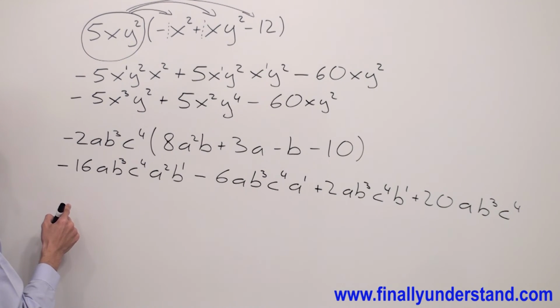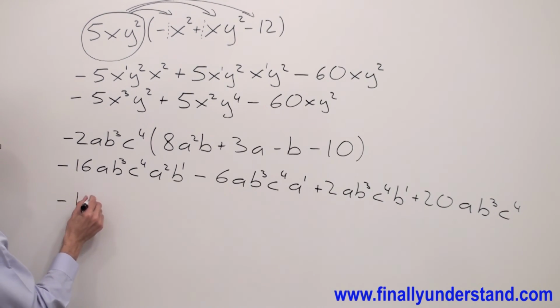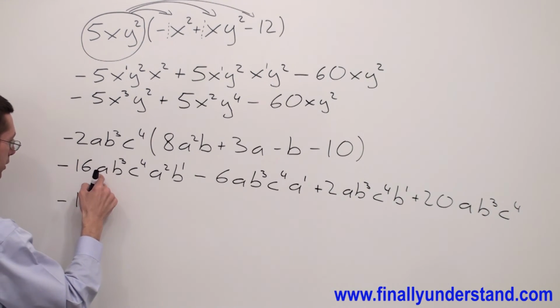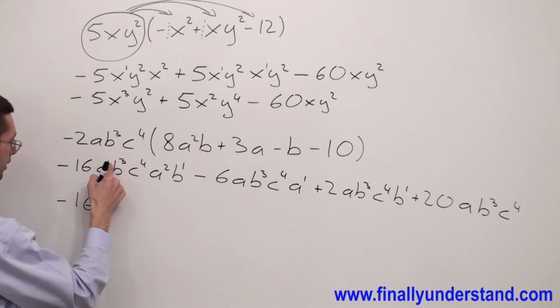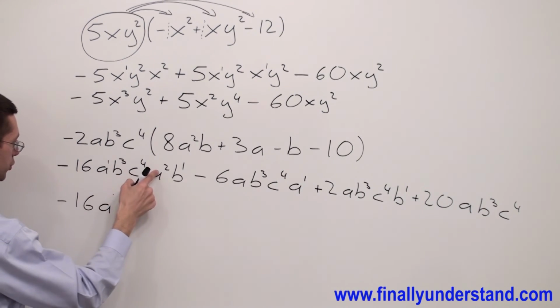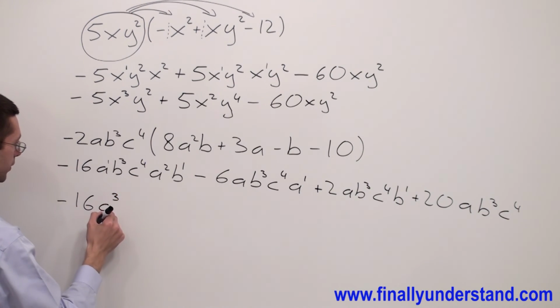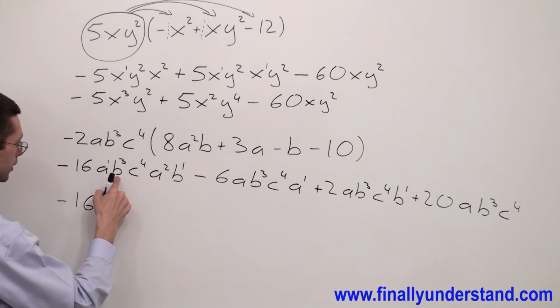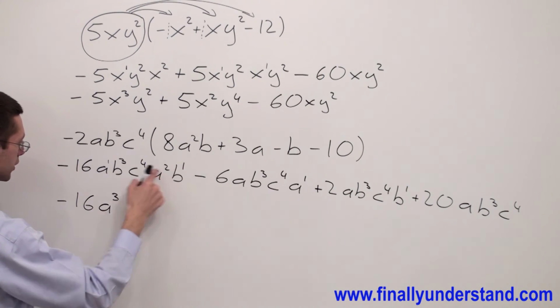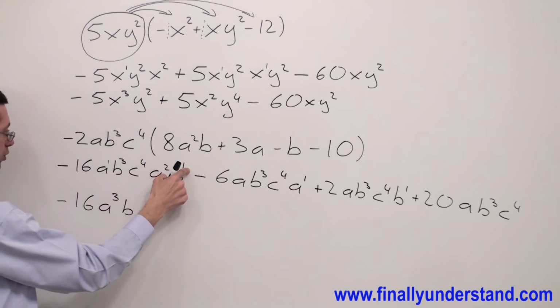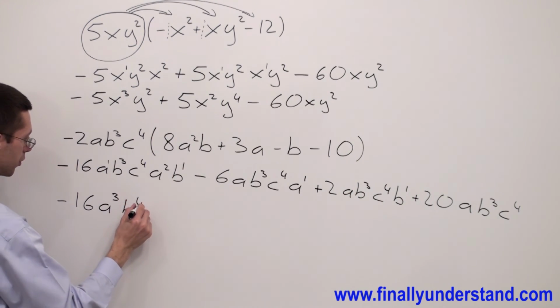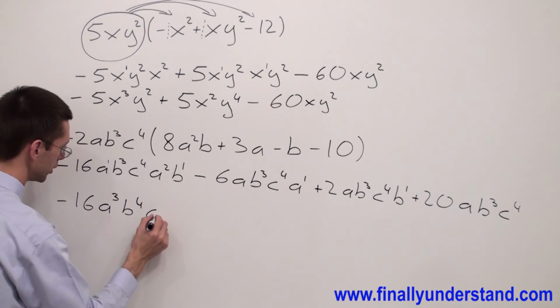Next, let's organize this expression. We have negative, and I have 16. I have a to the first power, and I have a to the second power. This is multiplication, so I have to keep the base and add exponents. 1 plus 2 gives me 3. Next, I have b to the third, and I have b to the first. Again, I have the same base. I keep the base and add exponents. 3 plus 1 gives me 4. And I have to copy down c to the fourth.